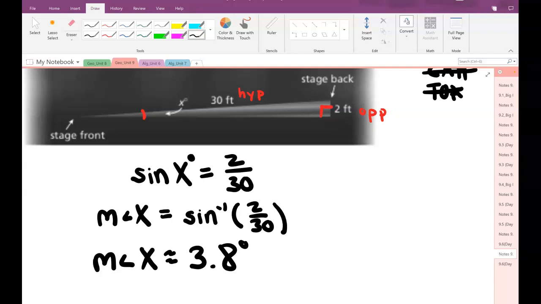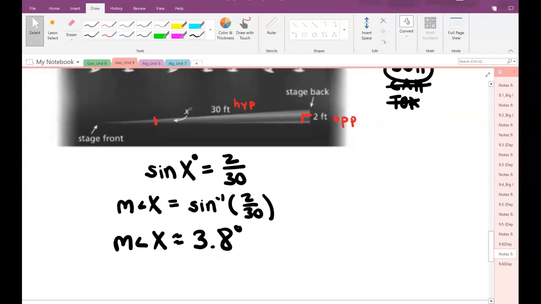And just the last part, it asks if it was in the desired range. So all it says, like, we want it to be less than 5, so it's not too steep that, you know, your props aren't sliding down the stage. So yes, it's in our desired range, we could say.